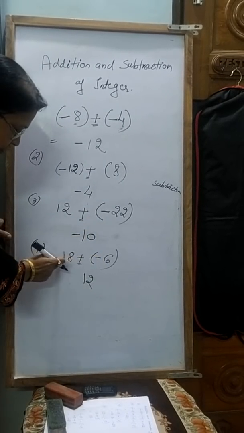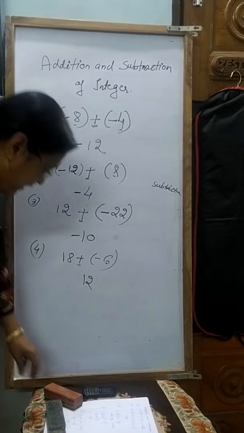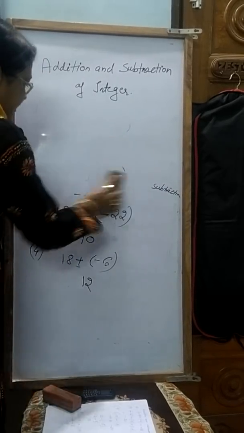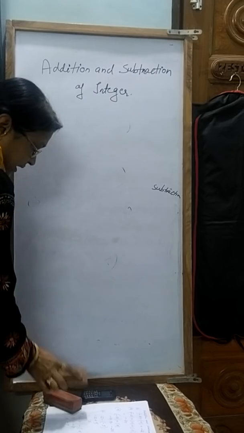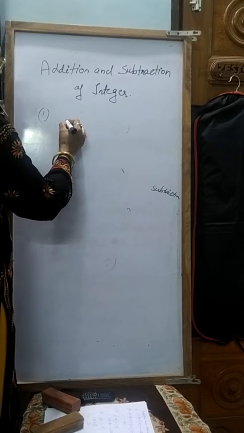Again in this two question, 18 minus 6 is equal to 12. You will get the answer 12. Now come to the case of subtraction.